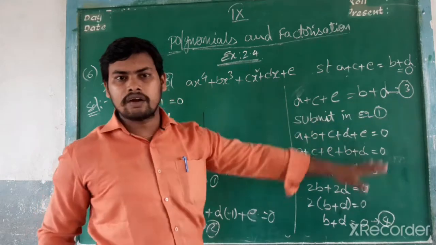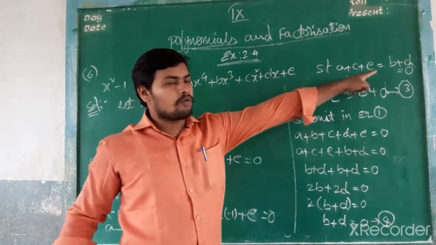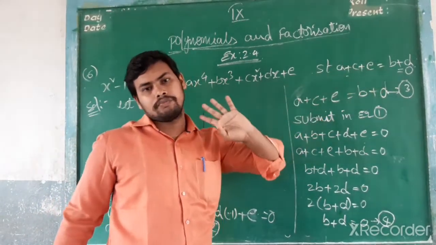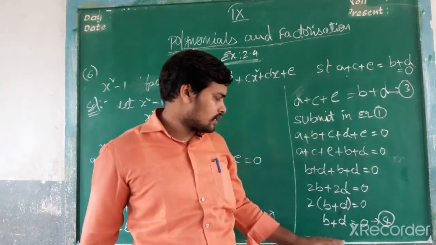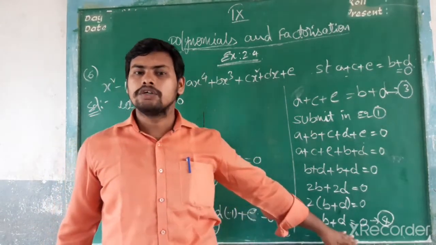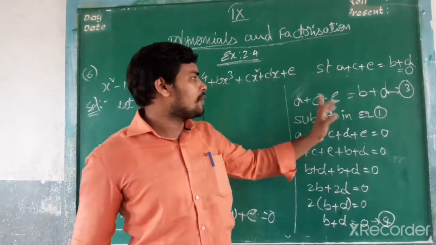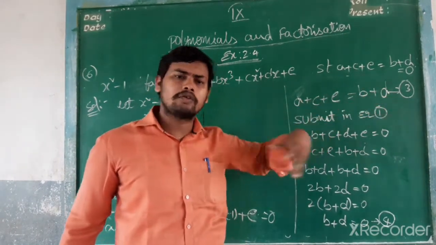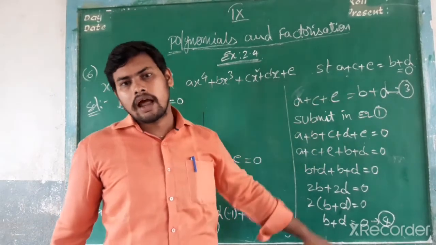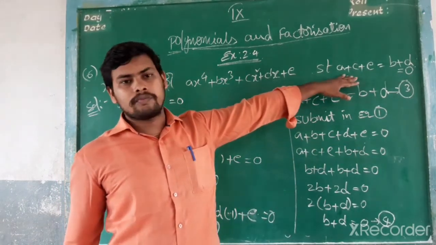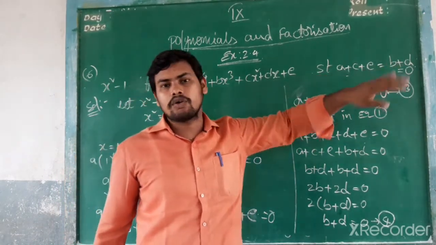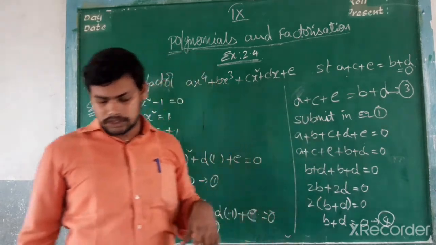From equations 3 and 4, a plus c plus e equal to b plus d equal to 0. Do you understand? Here b plus d value is 0. Now substitute this 0 in equation 3, so a plus c plus e is also 0. You simply write from equation 3 and equation 4: a plus c plus e equal to b plus d equal to 0.